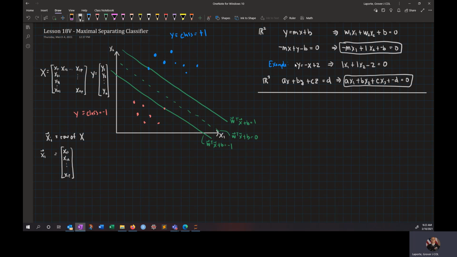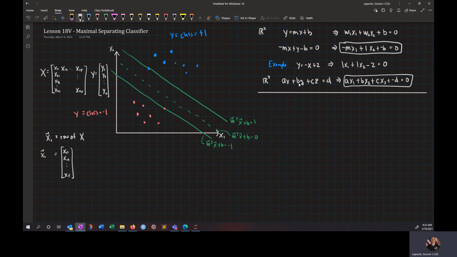And just by taking this on the other side, you get the 1x1, and then the 1x2, and then -2 on the other side. So if I were to graph this line and this line, they would be exactly the same.